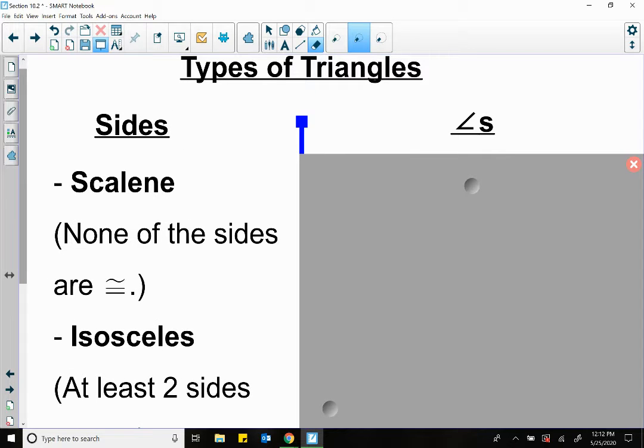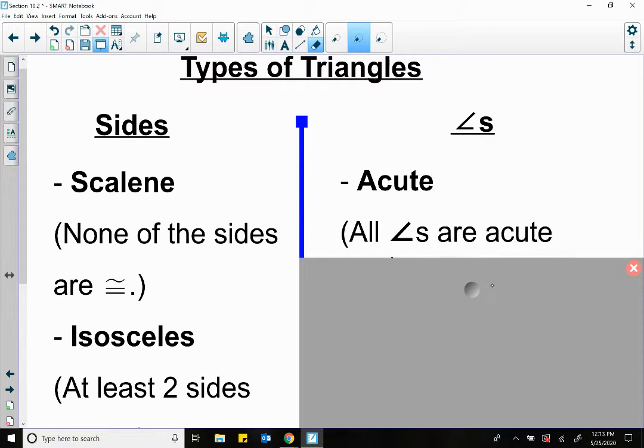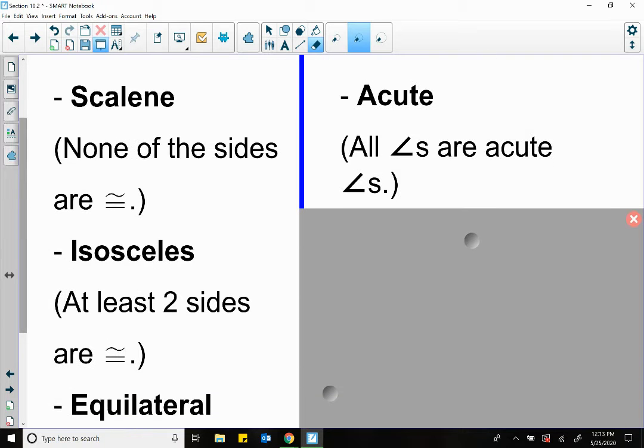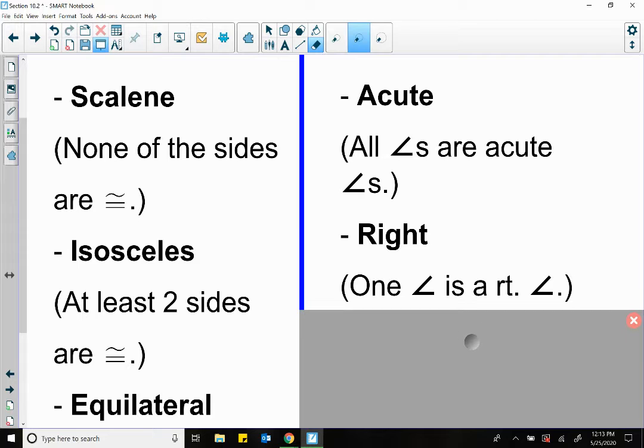Again, like I said, you guys are pretty good about knowing the angles. For instance, the first one you generally tell me is the acute, which means that all the angles are acute angles, less than 90 degrees. So you've got acute triangles. Then you have what we call right triangles, where one angle, only one, is a right angle. You can't have more than that because if I had two right angles, that would be 180 degrees.